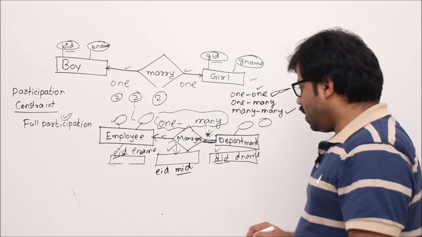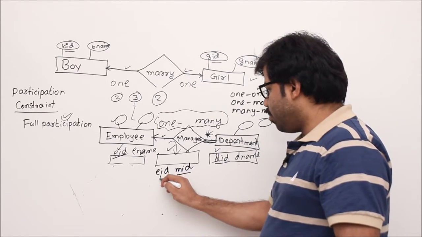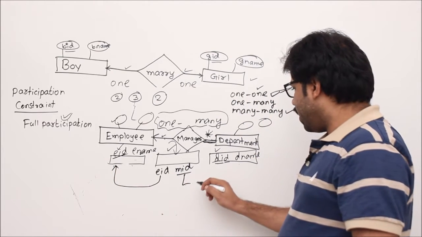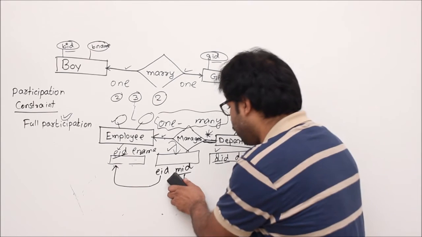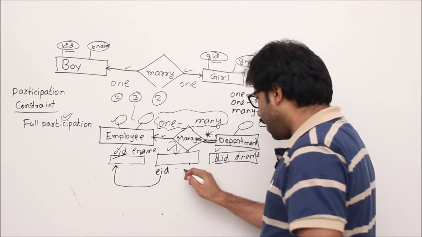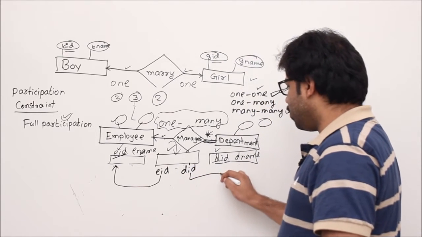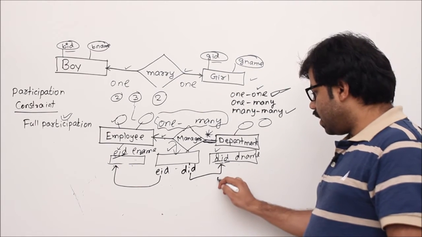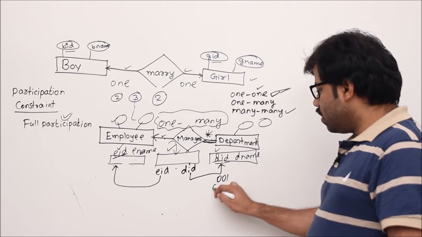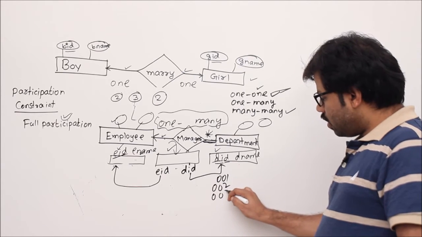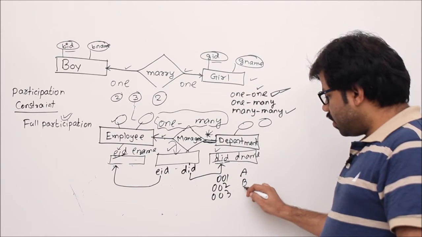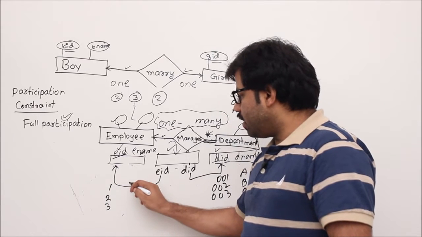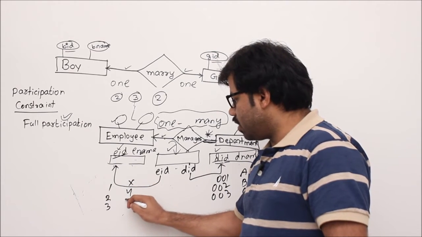See this situation. One more thing, you know that this employee ID should be a foreign key, and this, sorry, this is department ID, right? So this department ID should be a foreign key of this department ID. Understand? Now, see this situation. There are three departments 001, 002, 003. Their department names are A, B, C. Now here there are three employees 1, 2, 3 and their names are X, Y, Z.